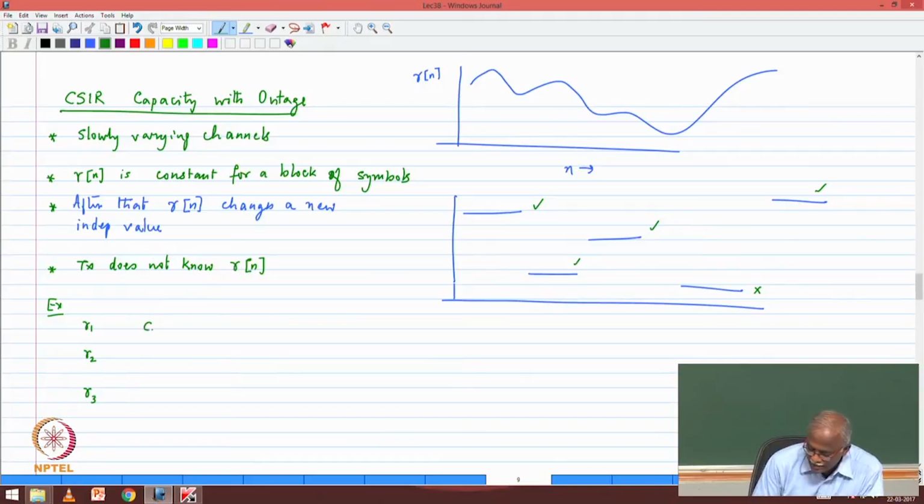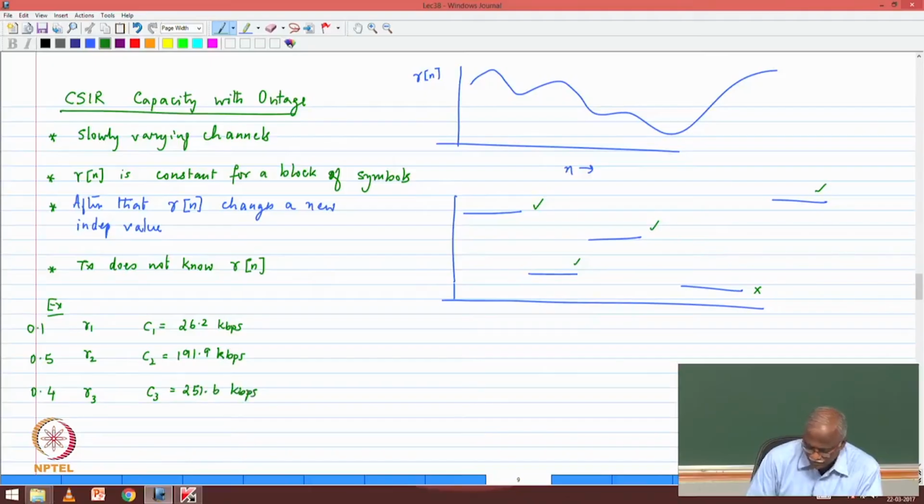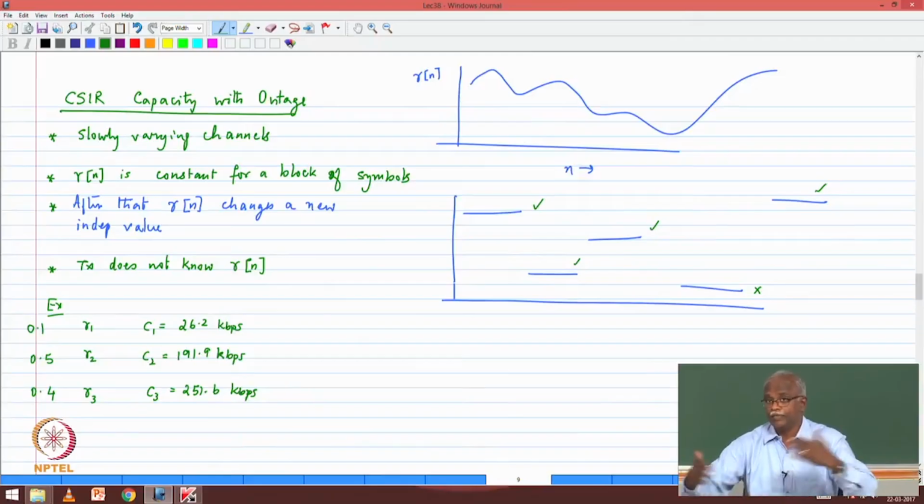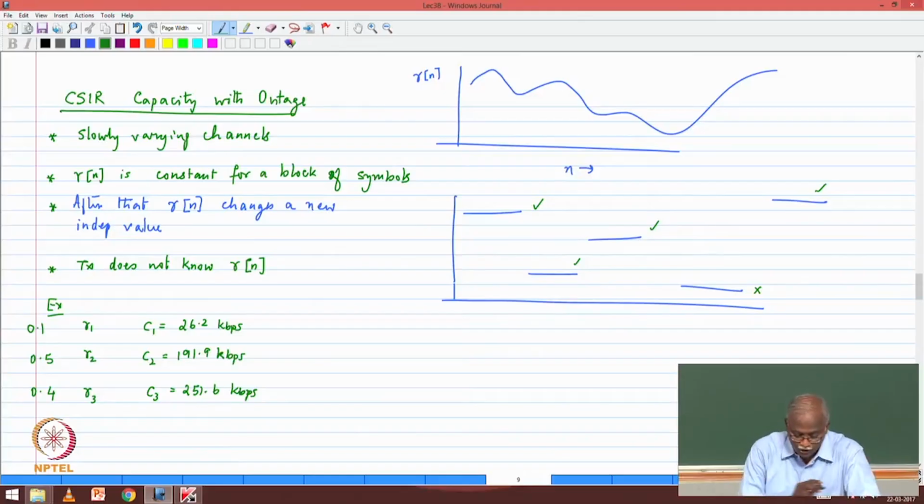The corresponding capacities, C1 was 26.2 kbps, C2 was 191.9 kbps. This one had a probability of 0.1, this one had a probability of 0.5, this one had a probability of 0.4. C3 was 251.6 kbps. Okay. So now if this is a situation where gamma 1, gamma 2, gamma 3 follow this particular pattern, randomly switching around, and I tell you that I have to design a system for zero outage.